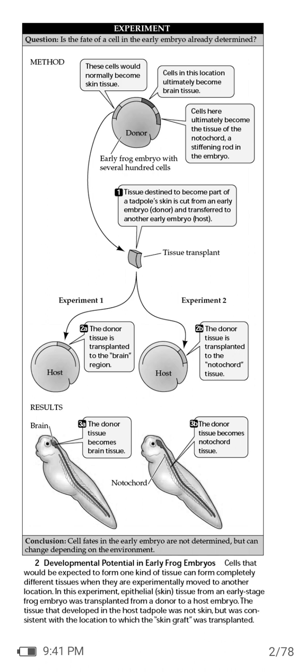So, conclusion: cell fates in the early embryo are not determined but can change depending on the environment. And developmental potential in early frog embryo: cells that would be expected to form one kind of tissue can form completely different tissues when they are experimentally moved to other locations. In this experiment, epithelial skin tissue from an early stage frog embryo was transplanted from a donor to a host embryo. The tissue that developed in the host tadpole was not skin, but was consistent with the location to which the skin graft was transplanted.